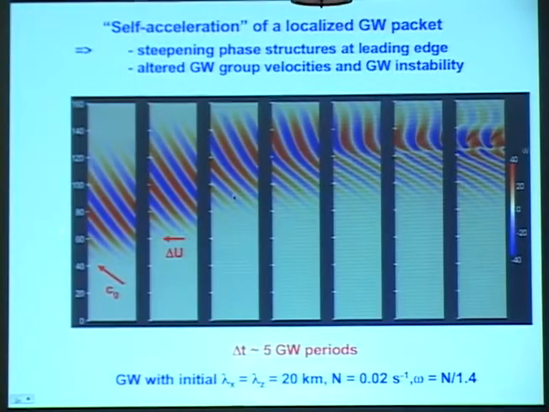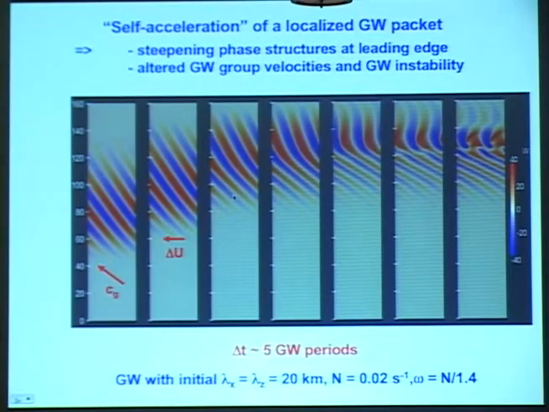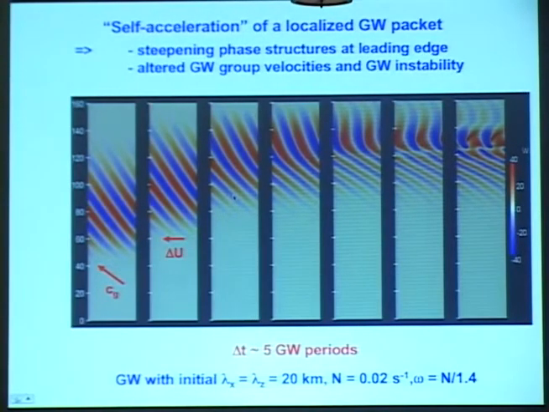So this is a time series, again, from left to right. It spans about 5 buoyancy periods, 5 gravity wave periods. And one sees that the wave structure is relatively linear. In fact, the departure from linearity here at early times is because of dispersion, not because of nonlinearity. But as that packet propagates higher and higher, the tendency for the momentum transport by the gravity wave to accelerate the flow in which the gravity wave resides causes that phase of the wave to try to catch up with the phase at higher altitudes.